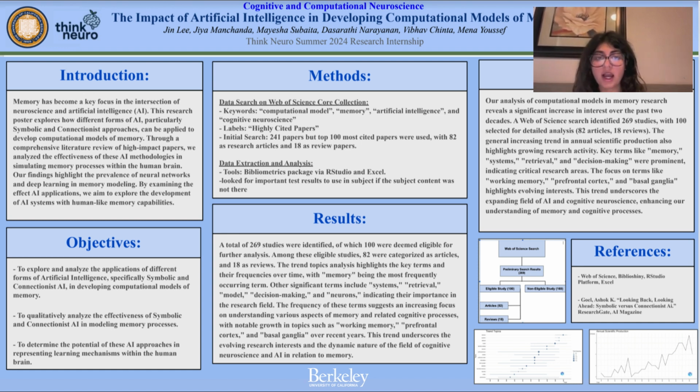Specifically, we looked for the highly cited papers to ensure that we were considering influential or at the very least credible studies that are widely cited, and this yielded 269 papers. To focus on the most impactful work in this specific field, we narrowed this down to the top 100 most cited papers and included 82 research articles and 18 review papers, which were literature reviews of the form that we were doing.